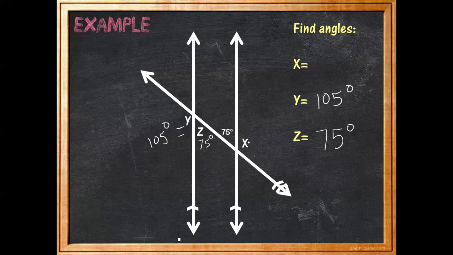Now, if we look at X, we can do the same thing that we just did. X forms a linear pair with the 75 degrees right here. So we also know that X is going to be 105 degrees. Now, if we didn't have this 75 degrees, we could also look at X and Y. X and Y are on the outside but on opposite sides of the transversal. So X and Y are alternate exterior angles, meaning they're congruent. So they should both be 105 degrees. So now we know that that is correct.